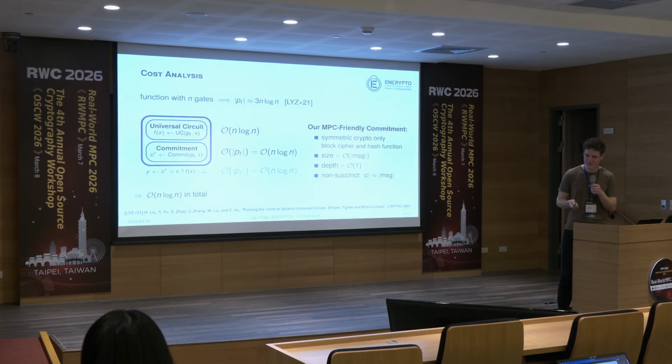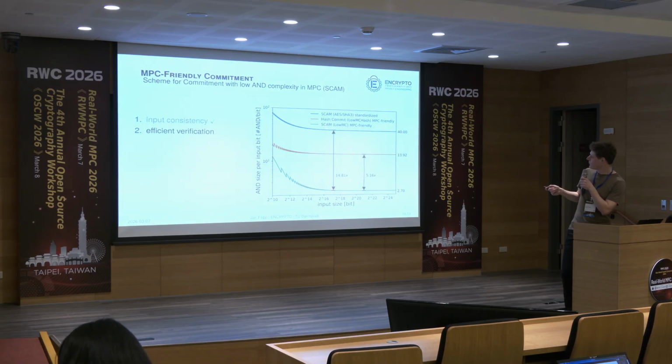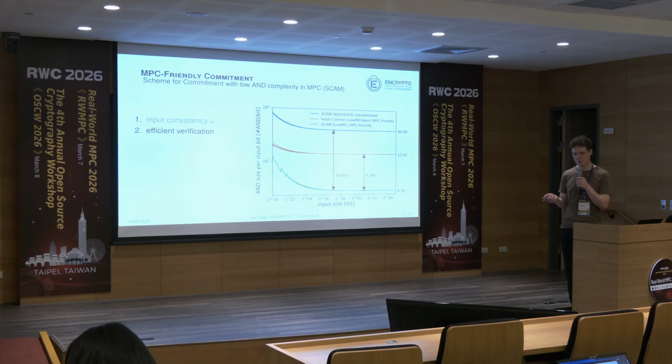Now, this does not say a lot for efficiency, so we take a look at the concrete costs. You can see here in this plot the AND size per input bit for a certain amount of input bits. You can see in blue and in green our commitment that we call SCAM. The blue line shows an instantiation with standardized primitives, in this case with AES and SHA-3, which is quite expensive with around 40 AND gates per input bit.